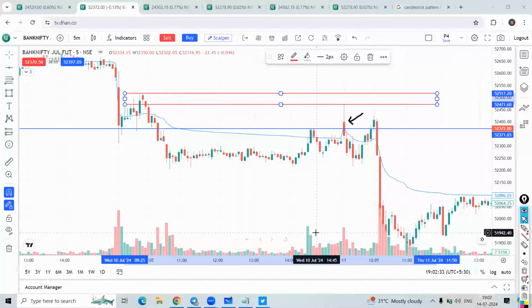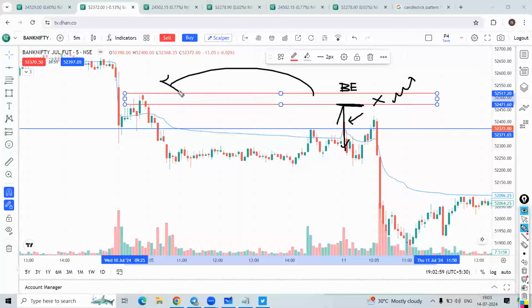that bears are in more control. So until the high of the candle is not getting crossed, I will not even think about bullishness. I'll not even think about bullishness. Why? Price is rejecting aggressively, instantly rejecting from the fast bear zone.